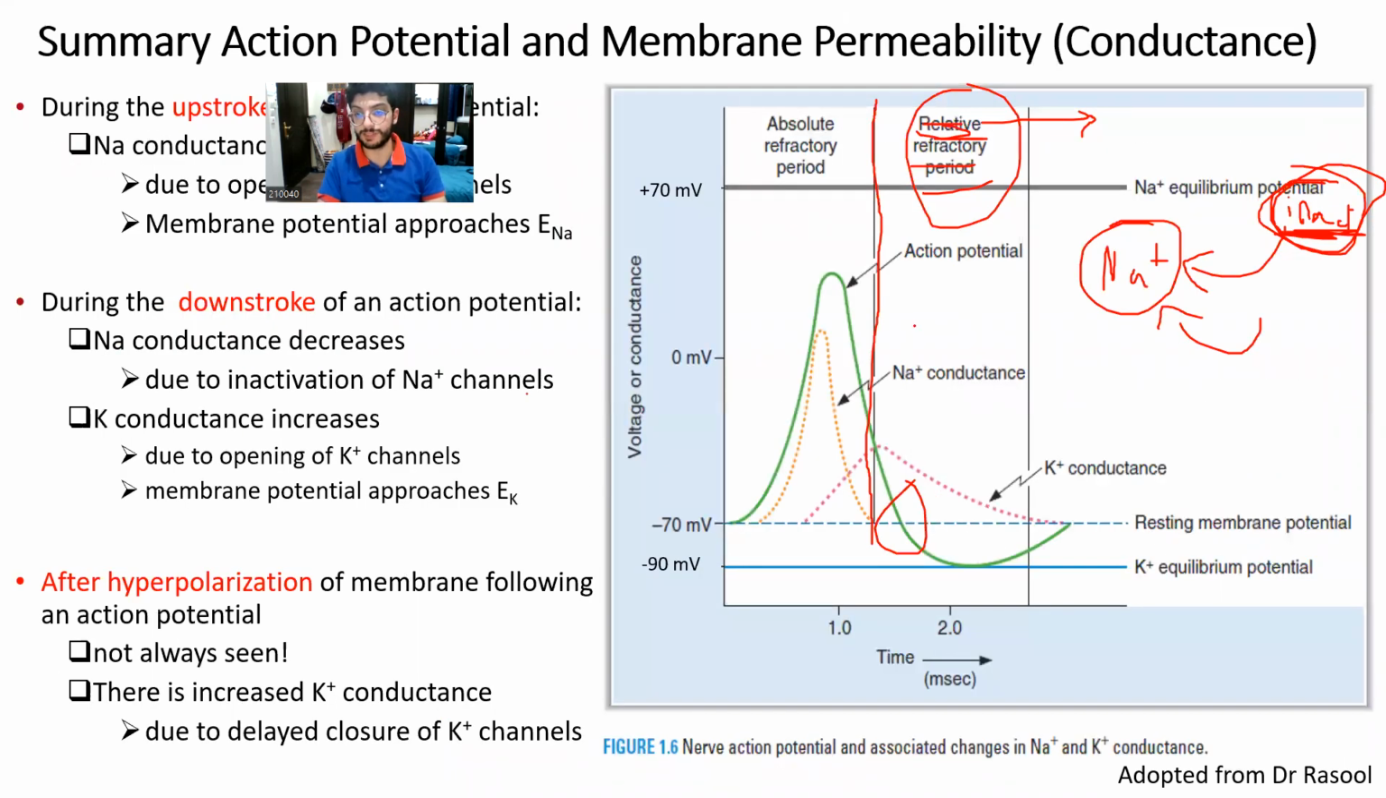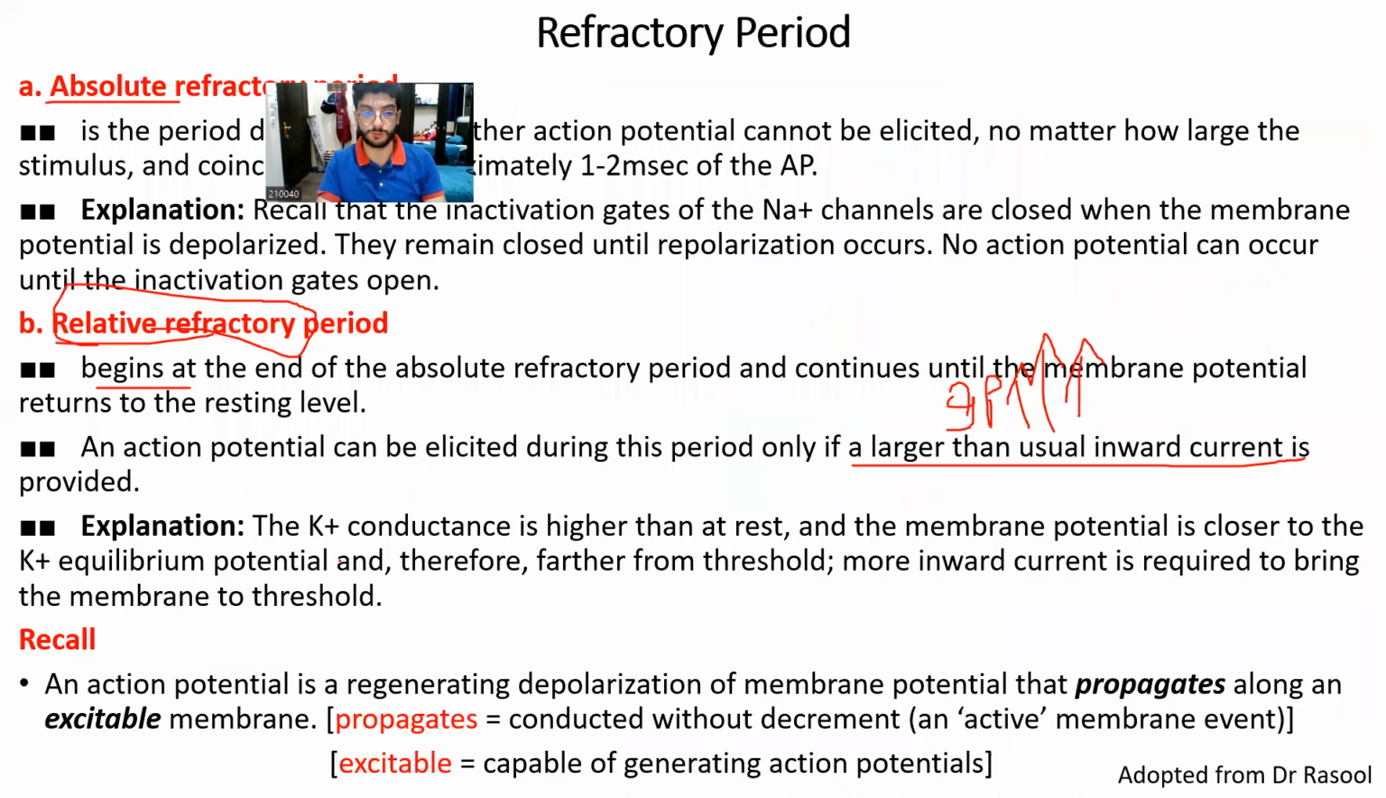And this happens because potassium is causing a lot of, you see the membrane potential over here, it's very negative. So you need more positive in order to reach the threshold. And that's why the relative refractory period happens in this case. And yeah, that's about all really. Let me just double check that I covered everything.